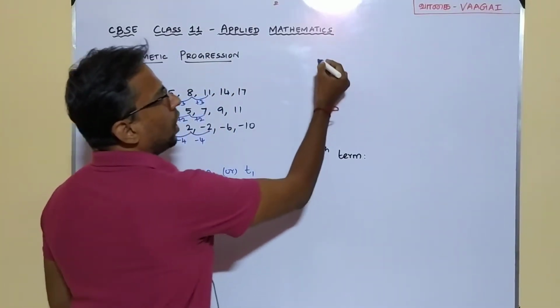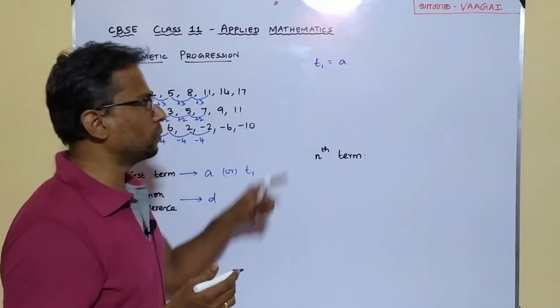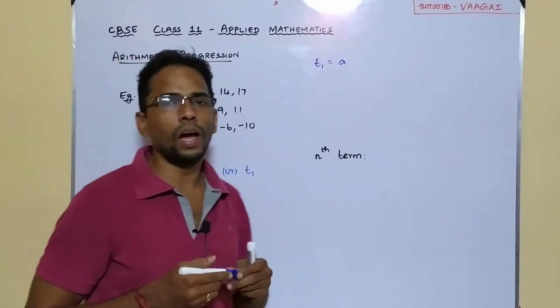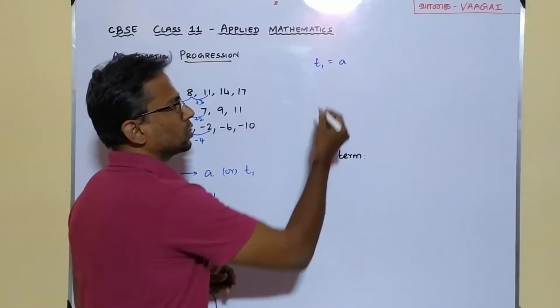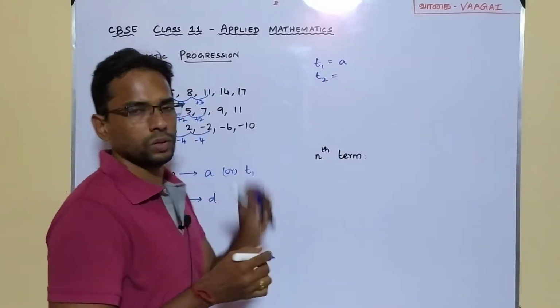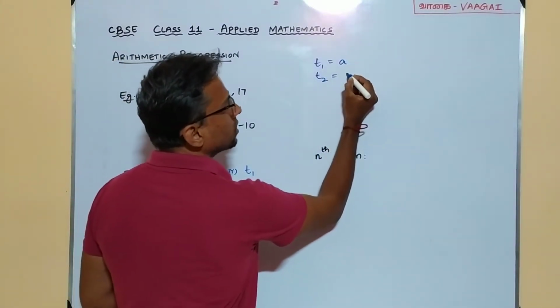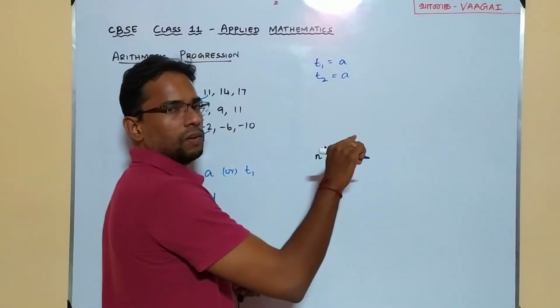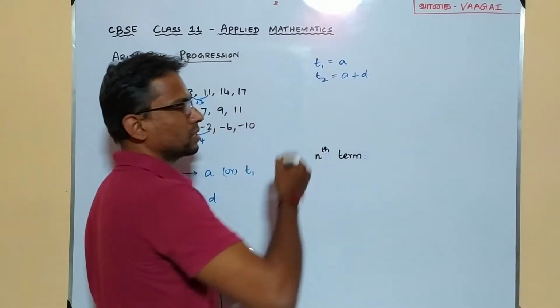So we know that our first term of the arithmetic progression is A. So I am writing T1 is equal to A. And how can I find the second term of my arithmetic progression? I can notate it as T2, which means term 2. How can I find it? It's again simple. I know my first term is A, and to it I have to add the common difference, that is D. So if I add it, I'll be getting the second term.